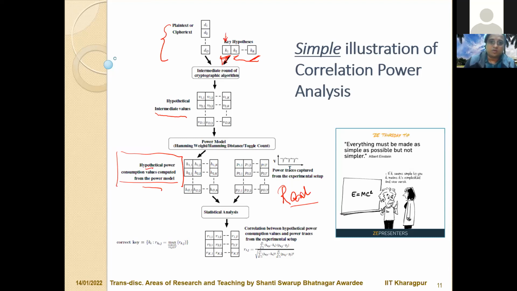So now what I try to do is apply some kind of statistical technique, which could be, in a very simplistic sense, just a correlation computation, and return the key which gives me the highest correlation between the real power trace and the hypothetical power trace. It turns out this simplistic technique essentially works quite nicely. Of course, it requires more refinement to handle noise and other kinds of variations, but in a very top level manner, this is the fundamental behind the attack.